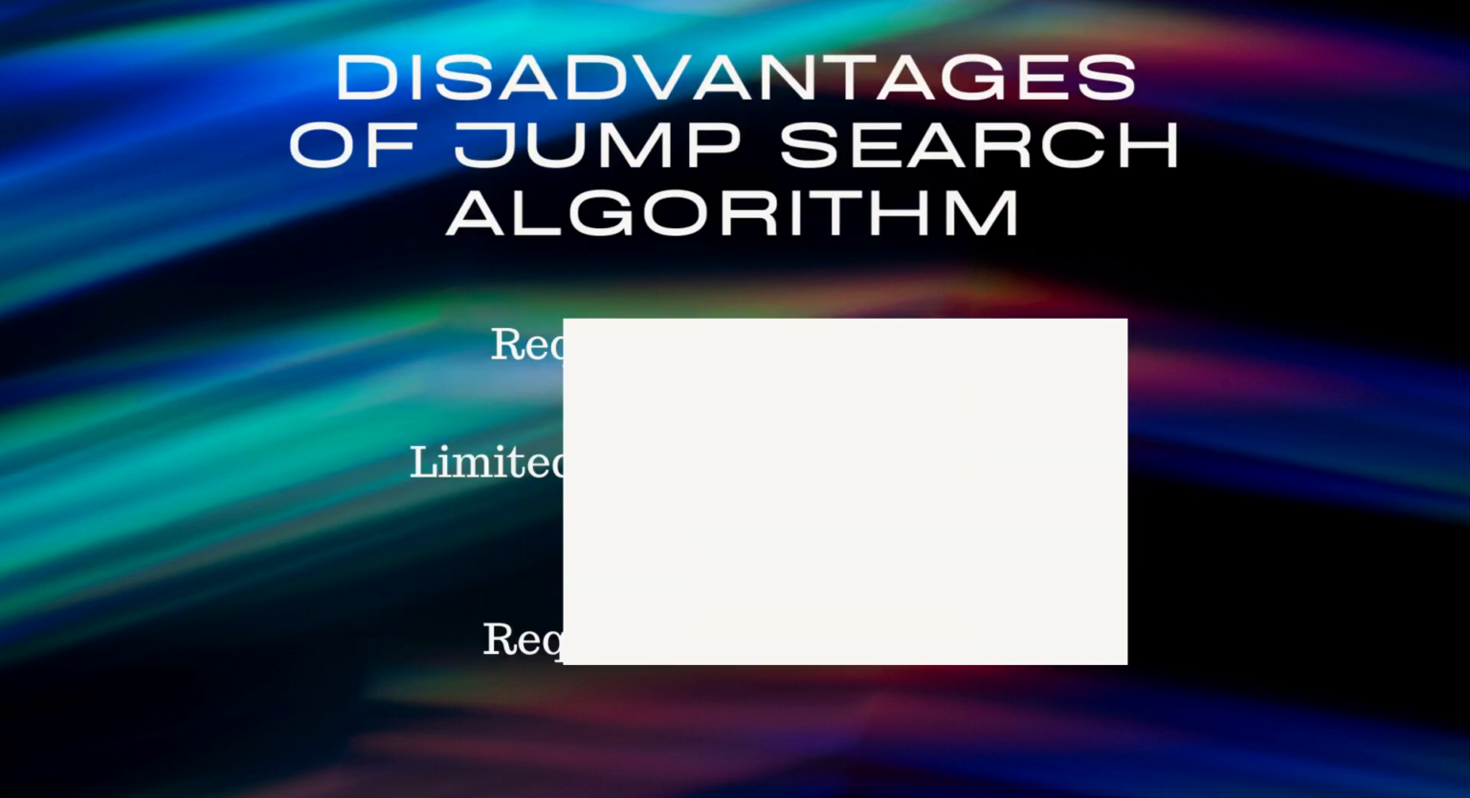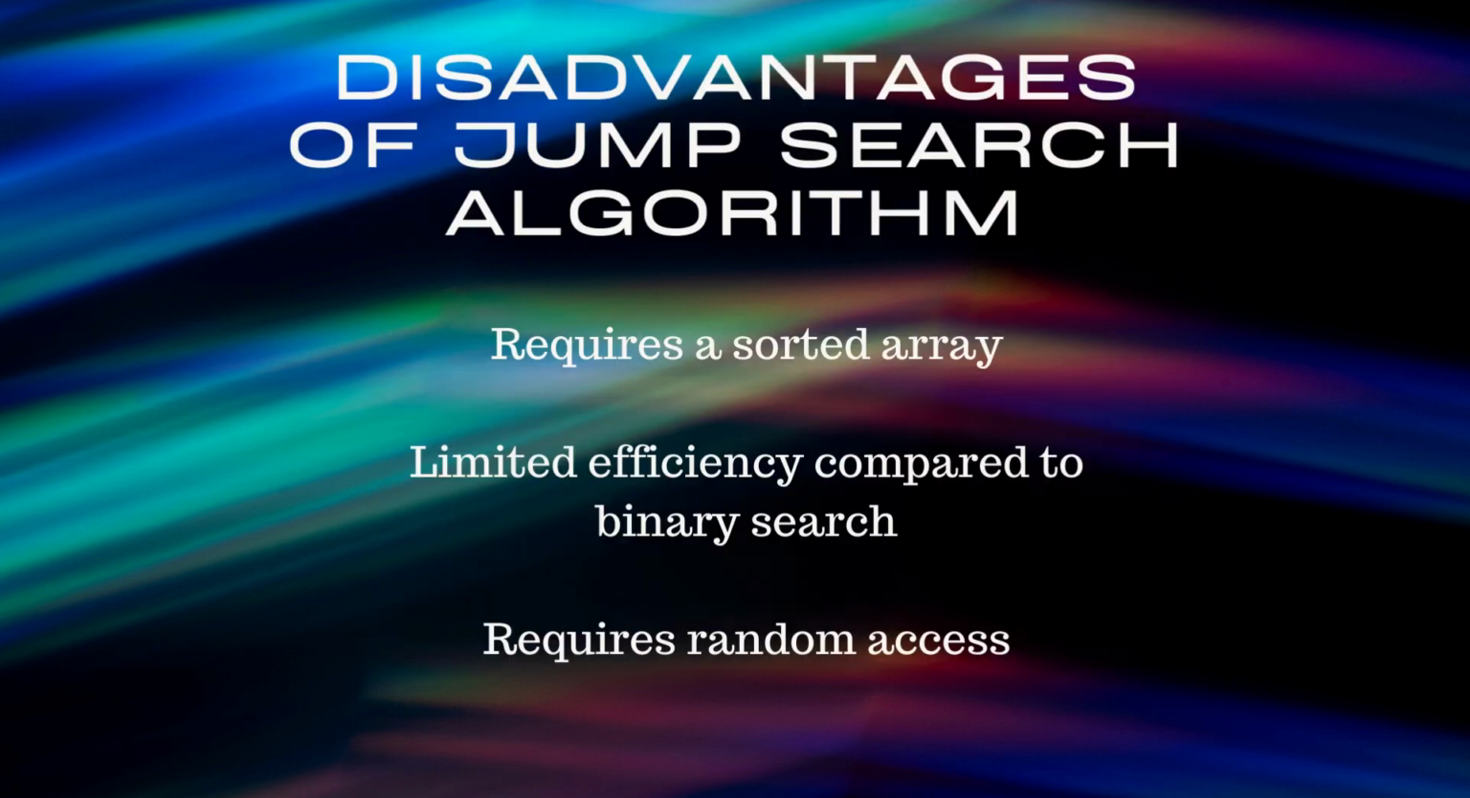And these are the disadvantages of the jump search algorithm. The first disadvantage is that it requires a sorted array. Jump search is restricted to being used with sorted arrays. If the array is not sorted, sorting the array in a separate step is necessary, which might add to the total time complexity. The second one is limited efficiency compared to binary search.